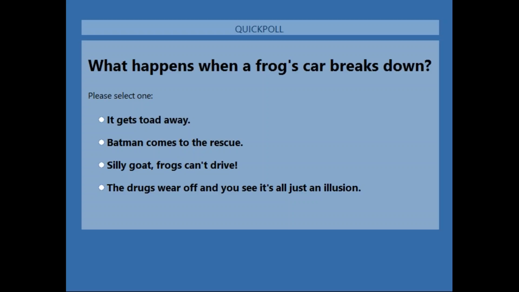So what happens when a frog's car breaks down? It gets towed away. Batman comes to the rescue. Silly goat, frogs can't drive. The drugs wear off, and you'll see it's all just an illusion. Yeah, I like that one. That one's better. I like the way you worded that one.